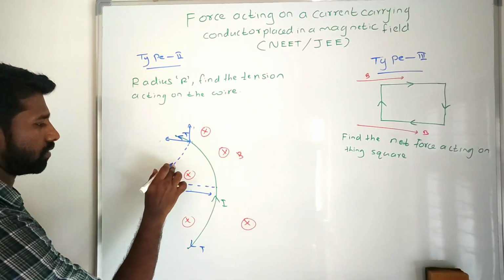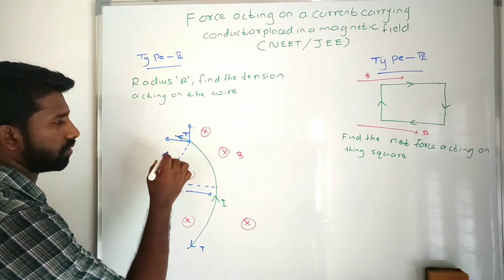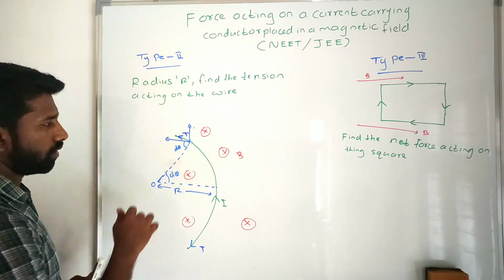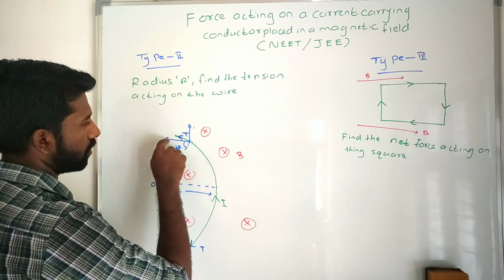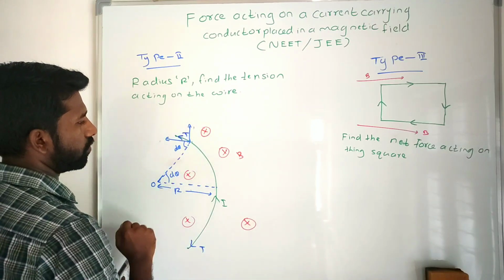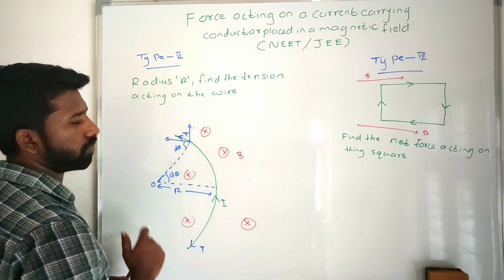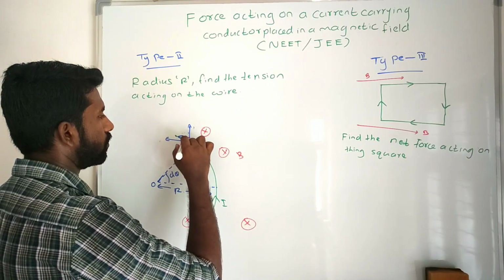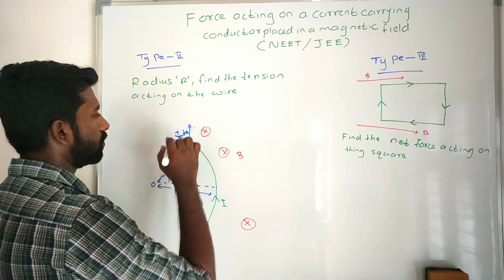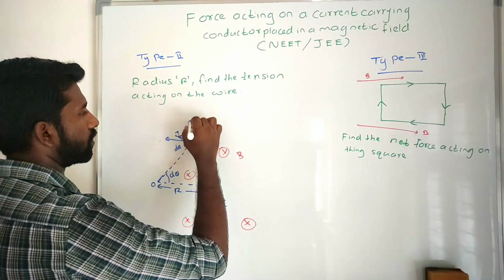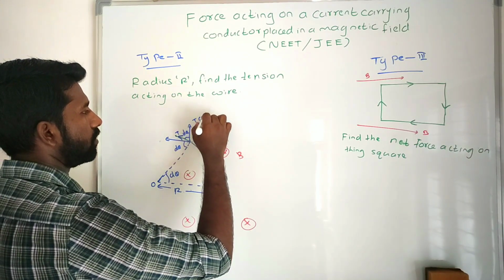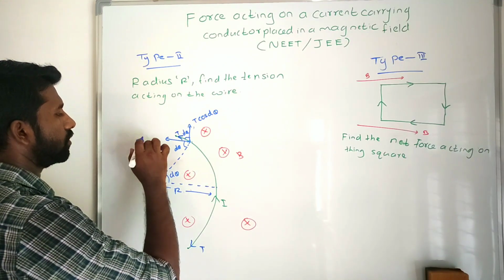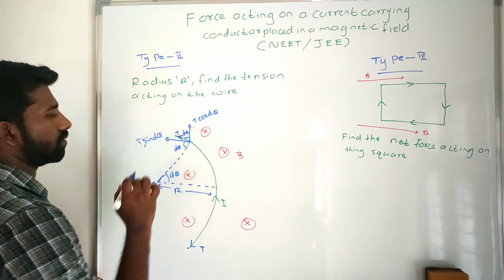Now you can see that if this is d theta, what about this angle? This angle is d theta. For this line, this is the perpendicular, and for this line, this is the perpendicular. So we can say that this is also d theta. If this is d theta, what about this? This is T cos d theta, and this is T sin d theta.